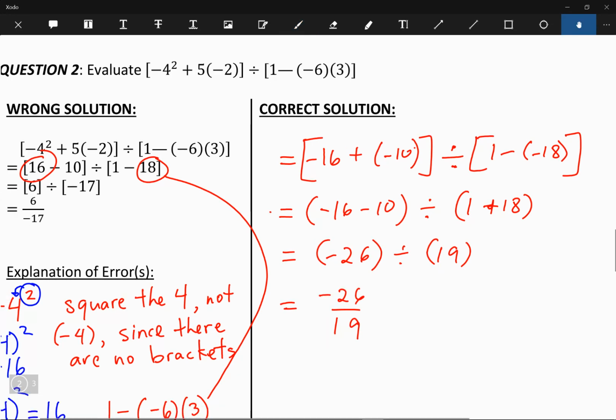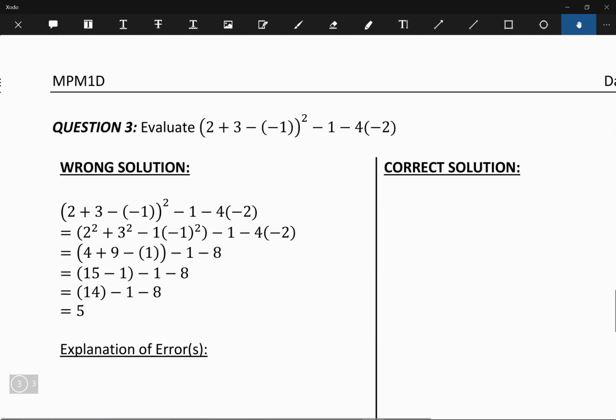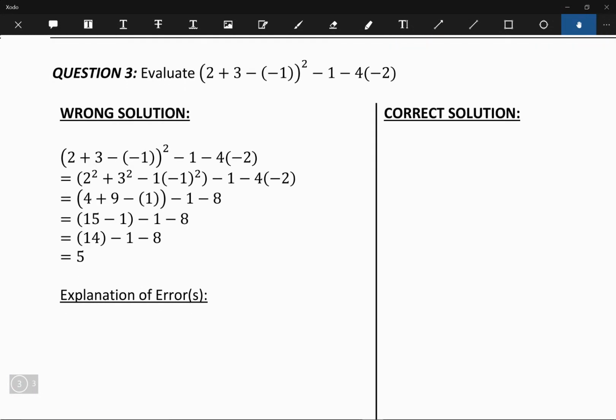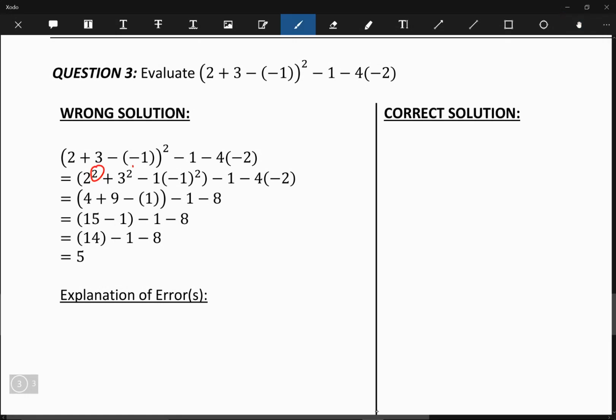Okay. Next one. So pause the video for a moment. Have a look at question number 3. See if you can spot the mistakes. Okay, hopefully you had a chance to look for the mistakes. There are 3 in this one. Okay, the first one are these exponents here.